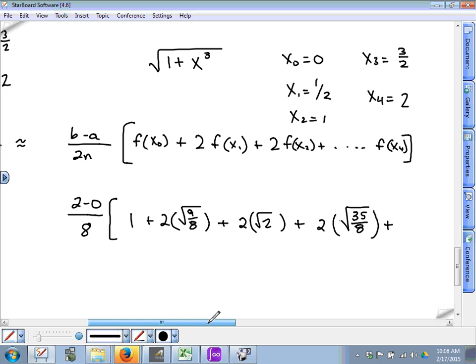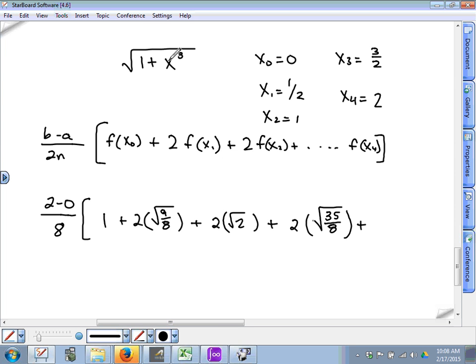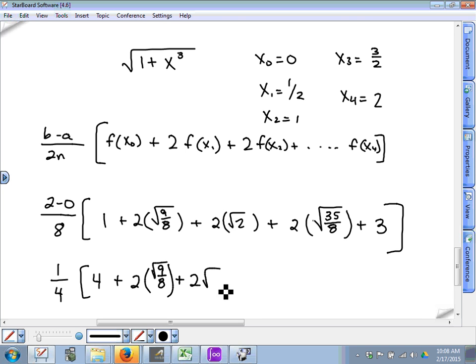Now x sub 4 is 2, 2 cubed is 8, 8 plus 1, square root of 9 is 3. And we're just going to leave it like that. That is your answer. So it's 1/4 times 4 plus 2 times the square root of 9/8 plus 2 times the square root of 2 plus 2 times the square root of 35/8. You have to distribute that 1/4. Is that the answer?